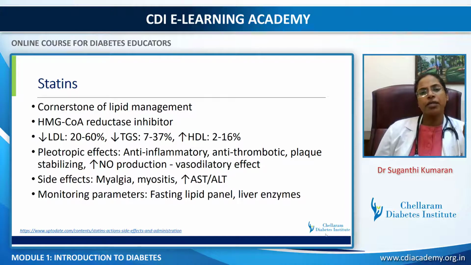So what are the monitoring parameters? We look at the lipid and the liver enzymes. We check the lipid just to make sure that the patient is being compliant with taking the medication, and the liver enzymes just to make sure the side effects of the medicine are not happening.